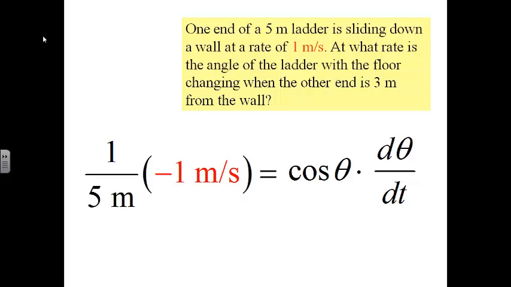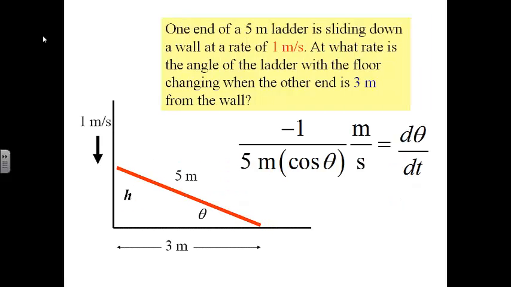We know that one end of the ladder is sliding down at a rate of 1 meter per second. So since it's going downward, it's a negative 1, and that's the side of the ladder. So that's dh dt. Then, if I plug that in and solve for d theta dt, I'm trying to get the d theta dt by itself. So I divide it by the cosine of theta.